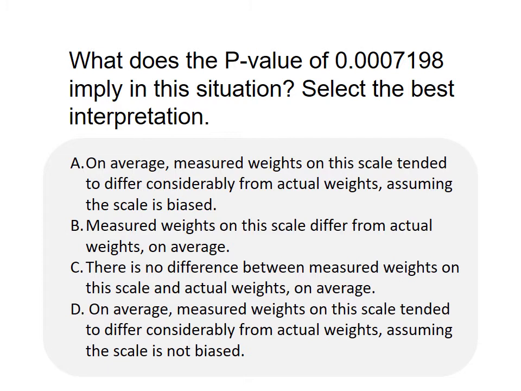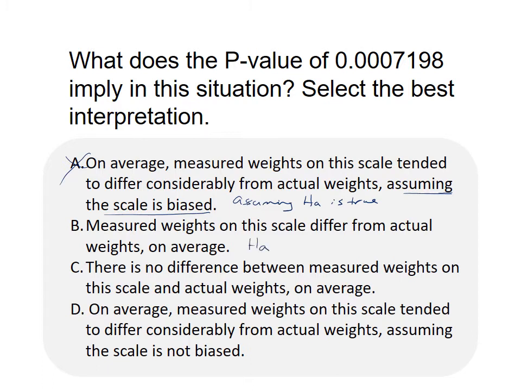So if we look at these: A, on average measured weights on the scale tended to differ considerably from actual weights, assuming the scale is biased. This doesn't look right, because that's like us saying assuming HA is true. Tests aren't set up that way. They're set up assuming H0 is true. So that's no. B, measured weights on the scale differ from actual weights on average. This is just saying HA.